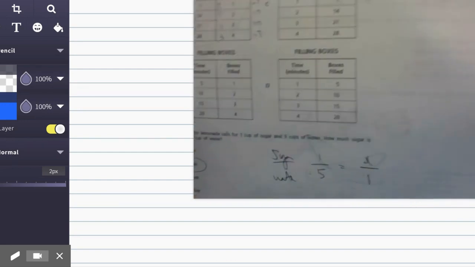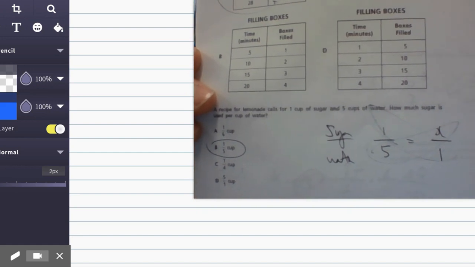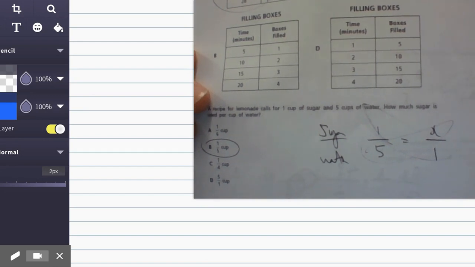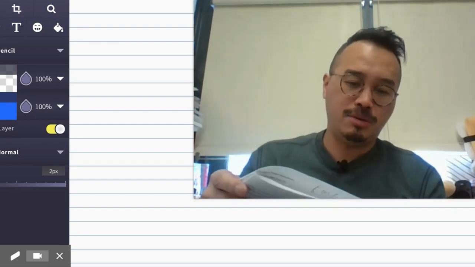Last question here. Let's see. I might have to make this into super HD, where you might not be able to see it, but there you go. All right. Okay. Next page. A lot of questions here. Really a lot of questions. I don't envy you guys.